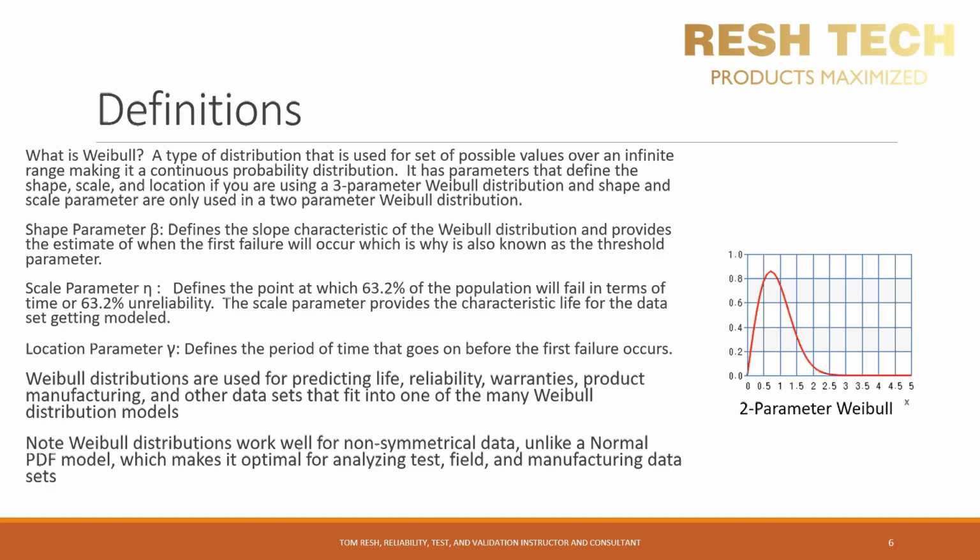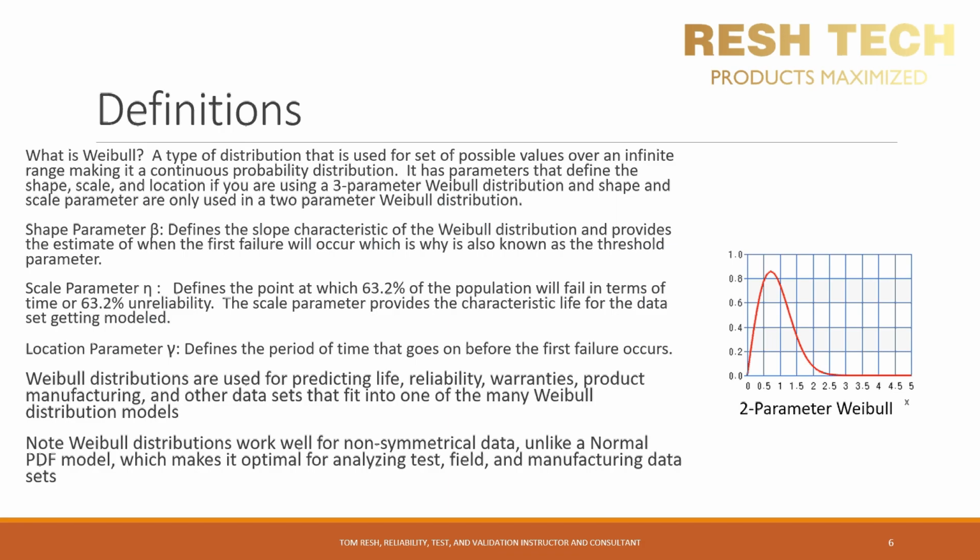You have the shape parameter, which is often expressed as beta, and it expresses the slope characteristic of the Weibull distribution and provides the estimate of when the first failure will occur, which is why it is also known as the threshold parameter. The scale parameter expresses the point at which 63.2% of the population will fail in terms of time, or 63.2% unreliability. The scale parameter provides the characteristic life for the data set getting modeled. The location parameter expresses the period of time that goes on before the first failure occurs.